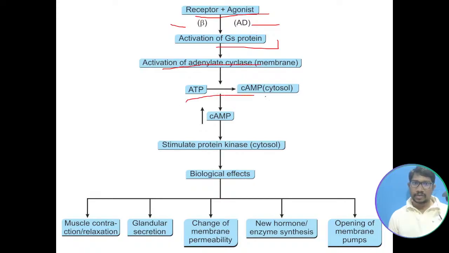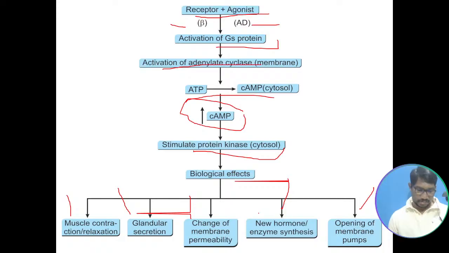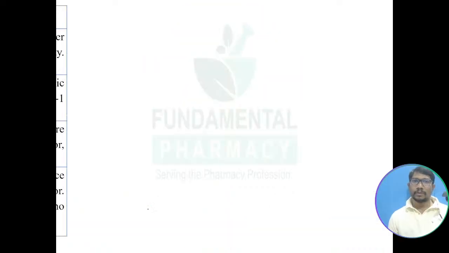ATP is converted into cyclic AMP, increasing the cyclic AMP in the cell, which leads to stimulation of protein kinase in the cytoplasm. You will get a biological effect like muscle contraction and relaxation, secretions of gland, change in the membrane permeability, change in the membrane pumps opening, and new hormone enzyme synthesis. These are the effects of type 2.